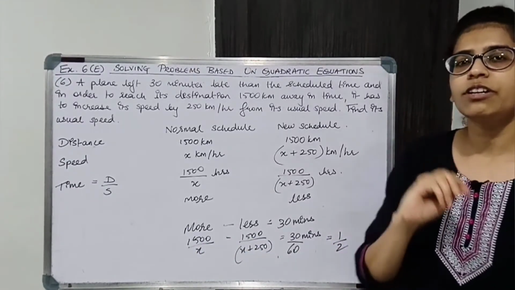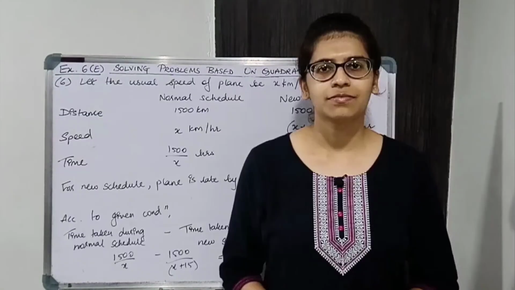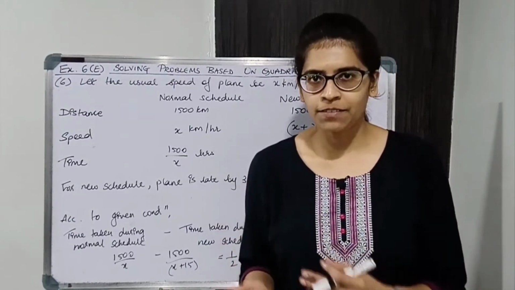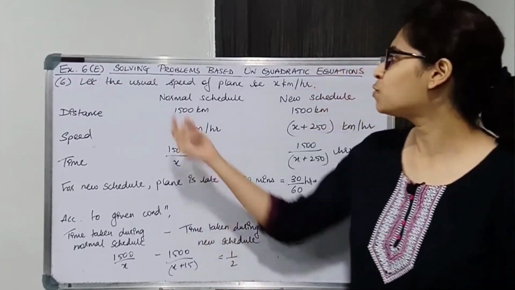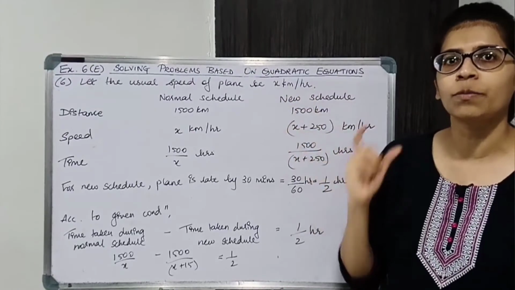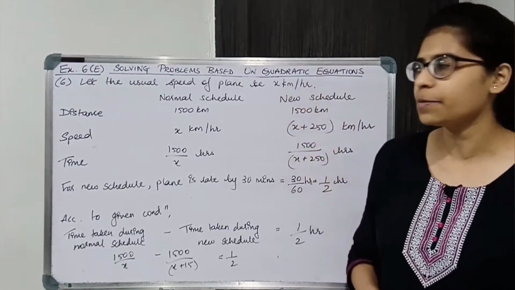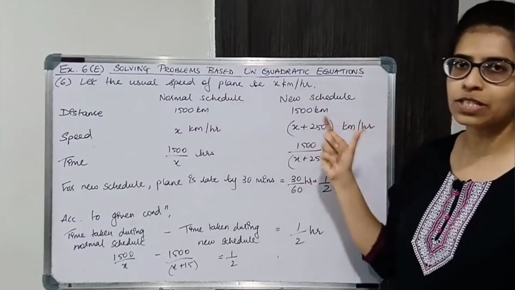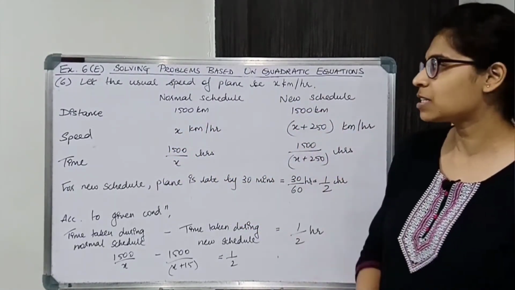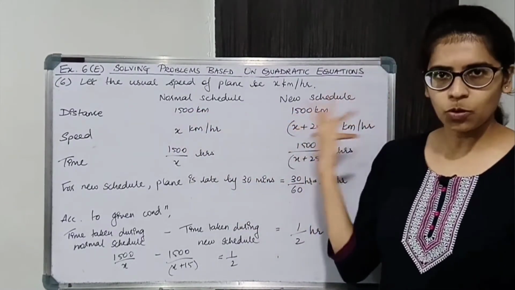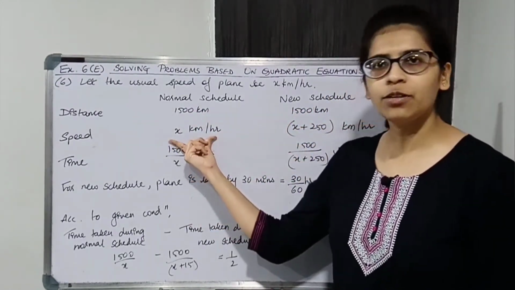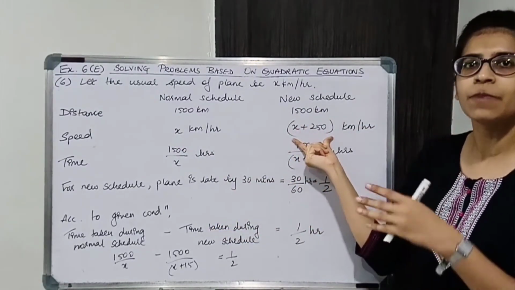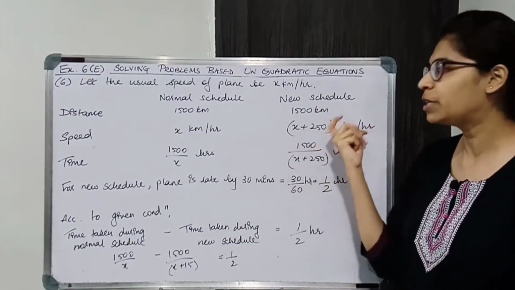Alright, so let us now write down the given in proper manner and start solving. So we have to find the usual speed of the plane. So the one that we have to find, we take it as x. Okay, so usual speed we have taken as x kilometer per hour. Don't forget to write down unit. Now there are two schedules. One is normal schedule that the plane follows. Other is the new schedule where the plane is late by 30 minutes. So distance is same. Okay. Speed for normal schedule is x kilometer per hour. Now since the plane is late, it is going to increase the speed. Increase by 250. So x plus 250 kilometer per hour.